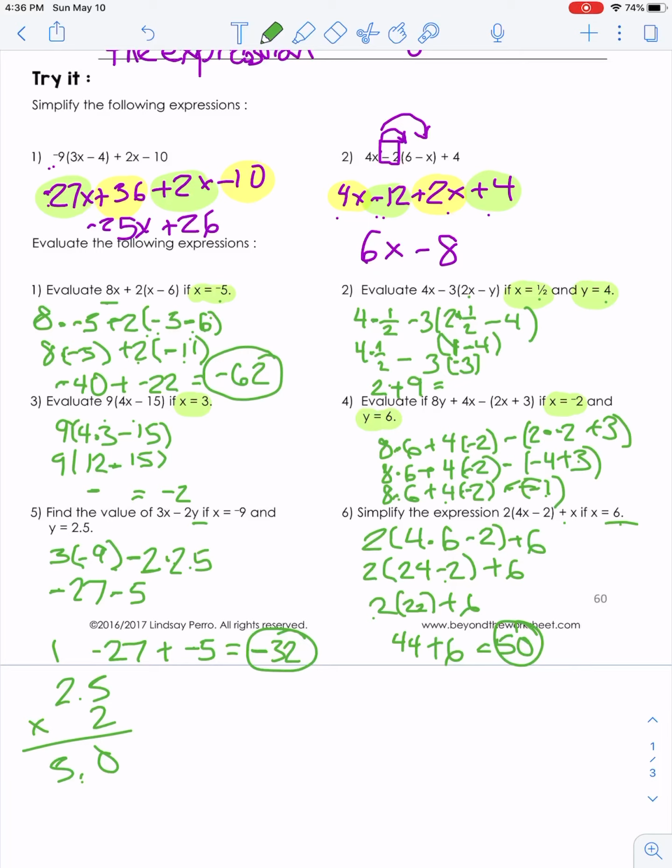So when you're evaluating, you're going to end up with one answer or one number. When you're simplifying an expression, you're going to end up with the variable still there. So that is the difference between simplifying and evaluating. Today we're mainly going to be focusing on evaluating because we've practiced simplifying quite a bit, but always make sure you read and know what they're asking you to find.